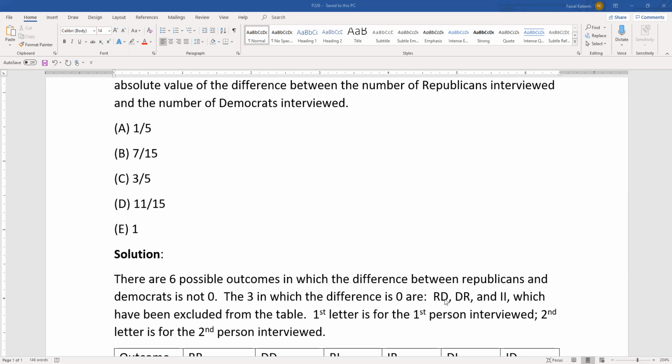are RD, like the first one is Republican and second Democrat among the ones that are interviewed. So in this case, 1 and 1, so the difference is 0. Or the first could be Democrat, second Republican. Again, the difference between Democrats and Republicans is 0. Or you could have independent and independent. So if both are independents, then again, the difference is 0 because there are 0 of each in this case.